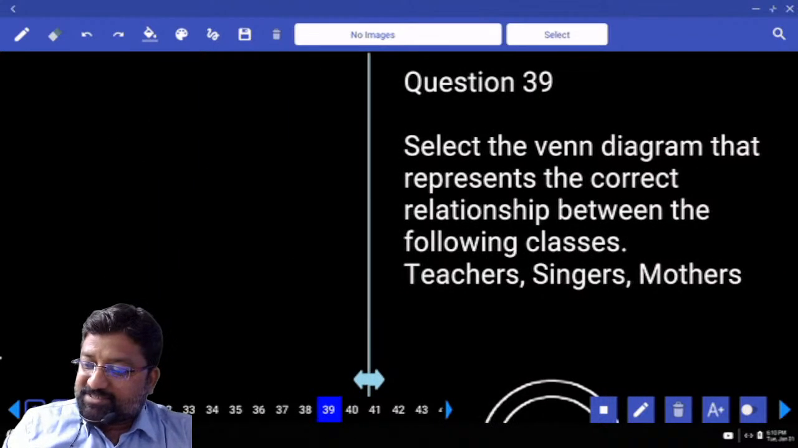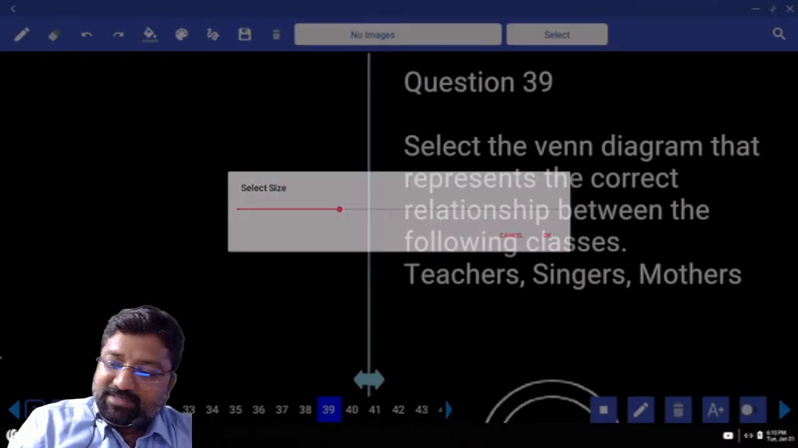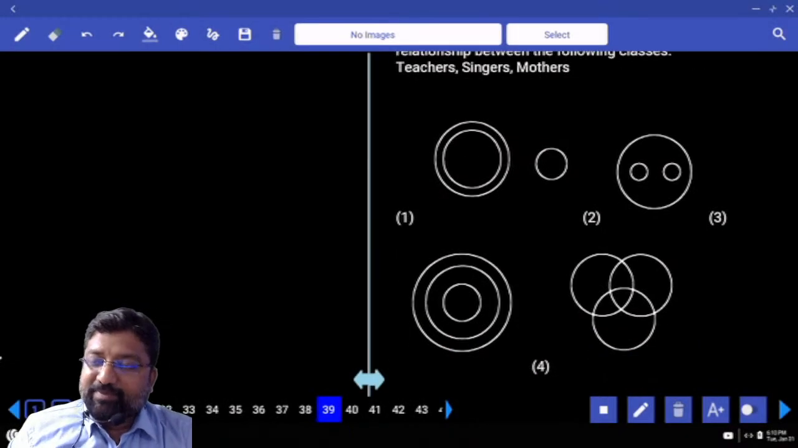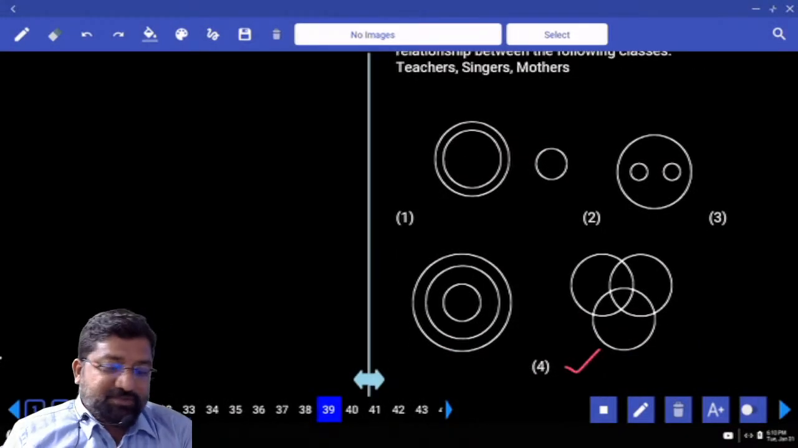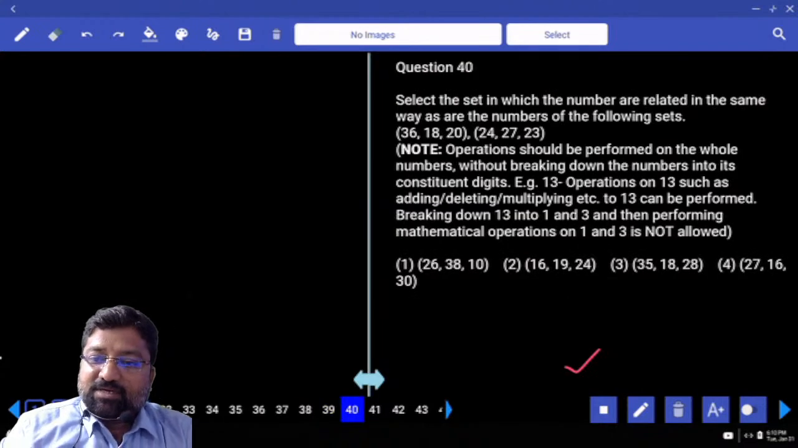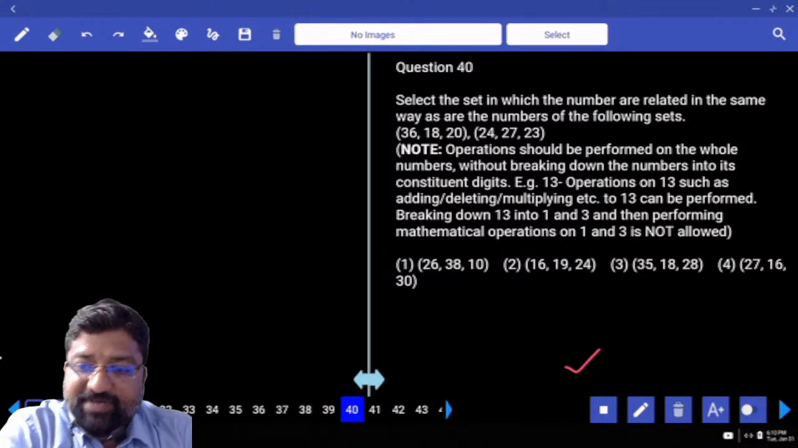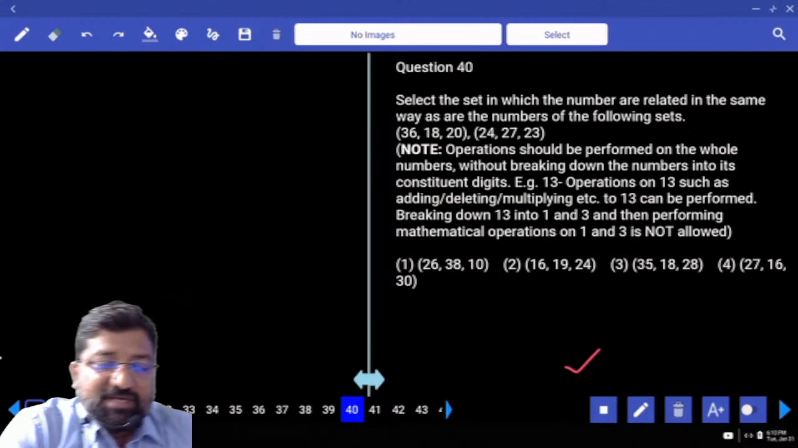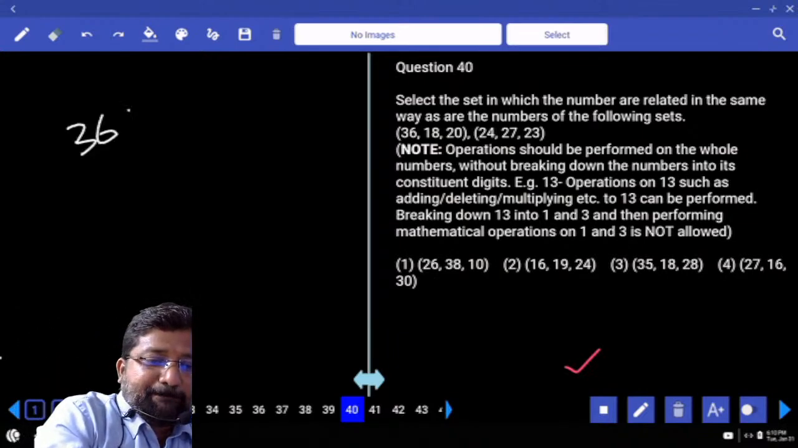Now this is teachers, singers and mothers. What should be my answer? Fourth option. Exactly fourth option. Now look at this question. 36, 18 and 20, 24, 27 and 23. What is the sum of 36, 18 and 20?